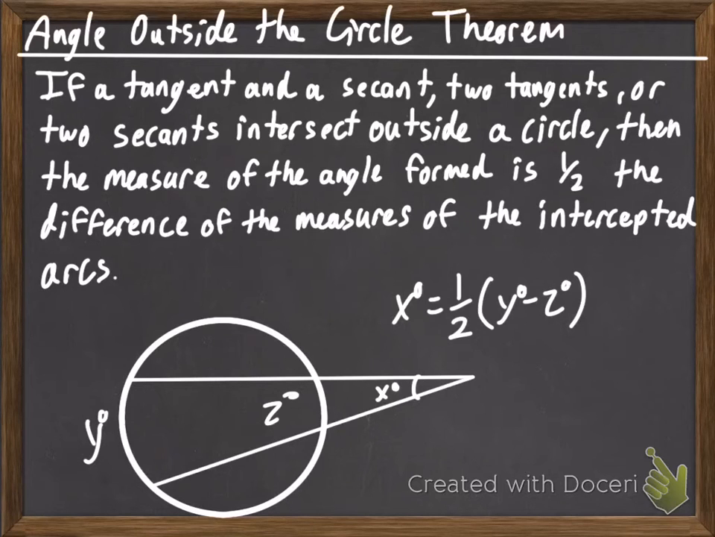So again, we get two arcs here, and we have one angle we're trying to find. So we're trying to find this angle out here, and we have two arcs that are intercepted. We have this little arc and this big arc. So the measure of our outside angle is 1/2 times the big arc minus the little arc.